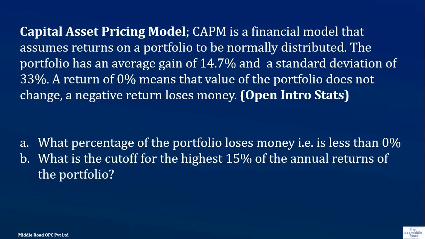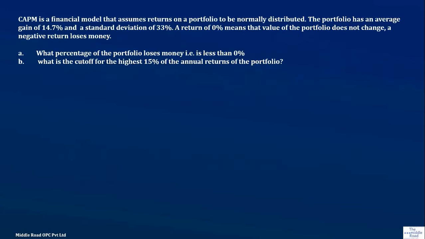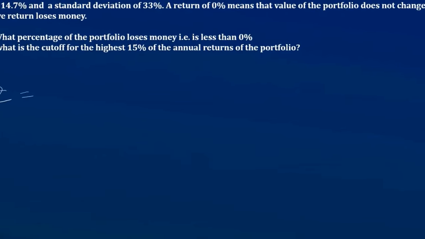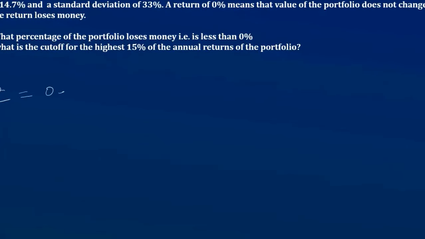For 0%, let's put it as 0. So anything which is less than 0 loses money. That value of Z score, I'll calculate the Z score value. For the same question, the Z score value will be 0 minus the mean, which is 0.147, and the standard deviation is 0.33. If you calculate this, it comes to minus 0.445, and approximate this to minus 0.45.